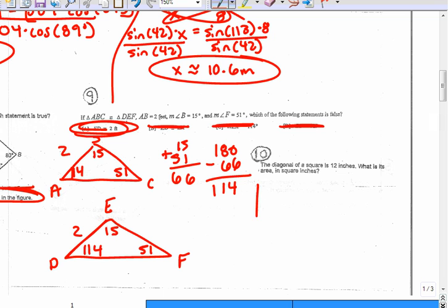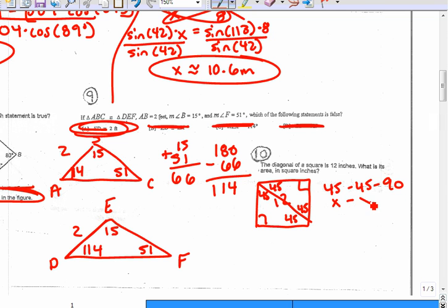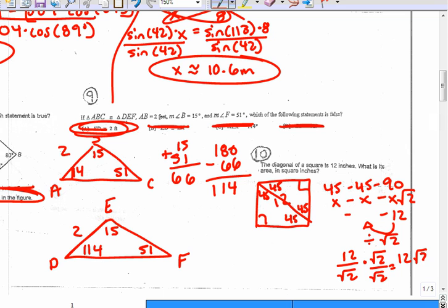All right, number 10. We've done this one already. The diagonal is 12. If the diagonal is 12, it's a square. So that means this is a 45, 45, 90, because we had to split a square in half. So 45, 45, 90. And across from the 90, we have 12. Well, let's put our pattern first. So we know that it's x, x, x radical 2. Now we have a 12 here. So to go backwards, we have to divide by radical 2. So 12 divided by radical 2, we've got to rationalize that. So it's 12 radical 2 over 2, which is 6 radical 2. So each of these is 6 radical 2.